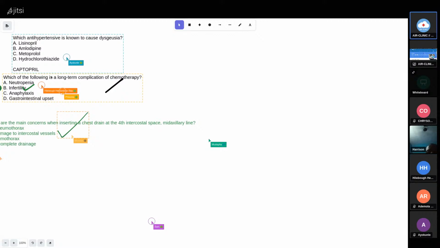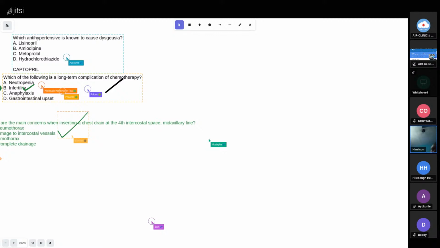I'm thinking option D too should be there, incomplete drainage, since the tube is up there very high. Because if it is damage to intercostal vessels, any intercostal space at all that you choose, if you don't go for the upper margin, you can still damage the intercostal vessels. So where are you supposed to insert it? No, I'm just thinking, is option D not to be considered?